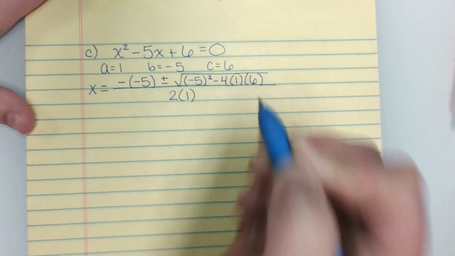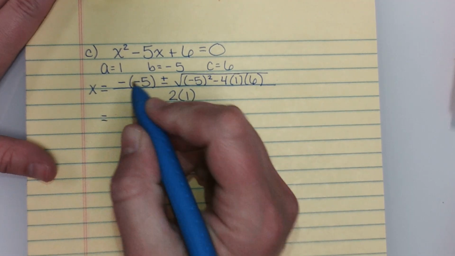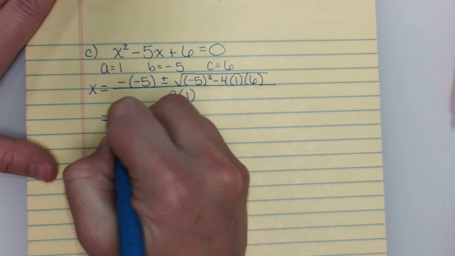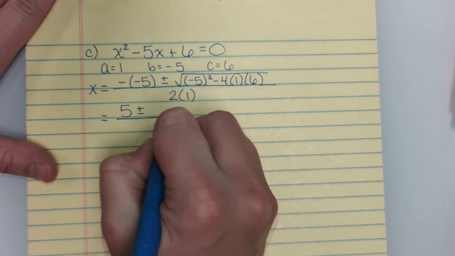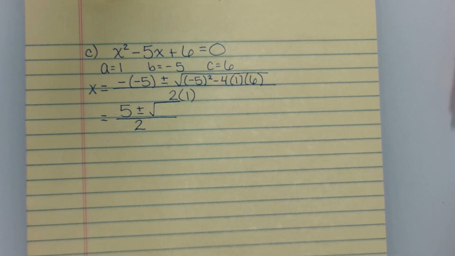This part I'm doing fairly quickly because for the most part, y'all know what numbers to plug into what letters, and you're fine with that. Simplify what you can. Negative, negative, positive 5. 2 times 1, 2. Square root. What do I get when I do negative 5 squared minus 4 times 1 times 6? 1.